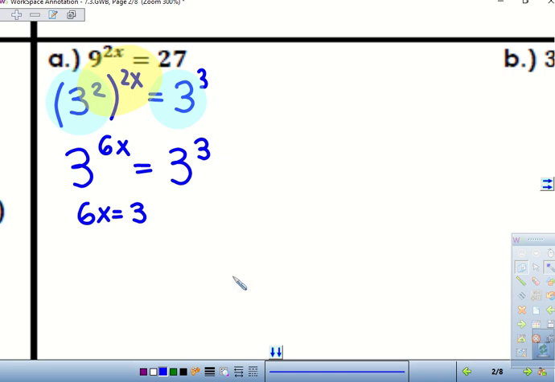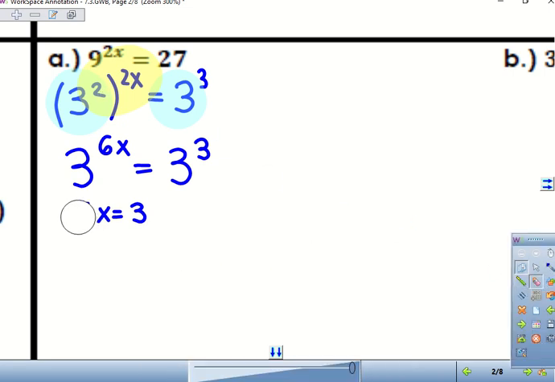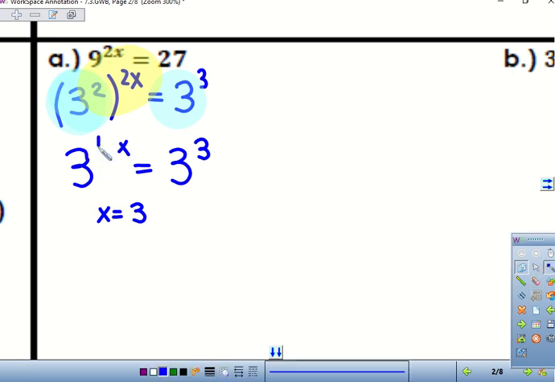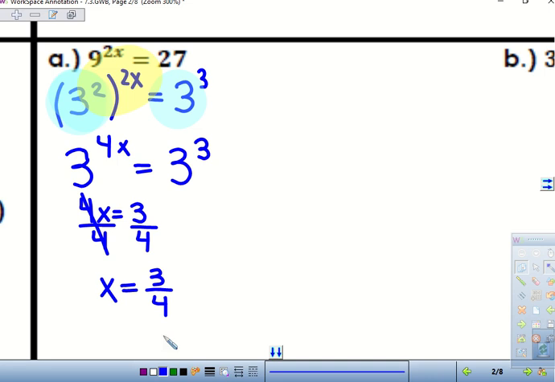Yeah, how'd you get 6? Oh, I'm sorry. I don't know why I was looking at it, it's 4, isn't it? Sorry about that. So this is 4x. So then we're going to divide both sides by 4, and we get x equals 3 over 4. You can always plug it back into the original too to verify that it's correct.